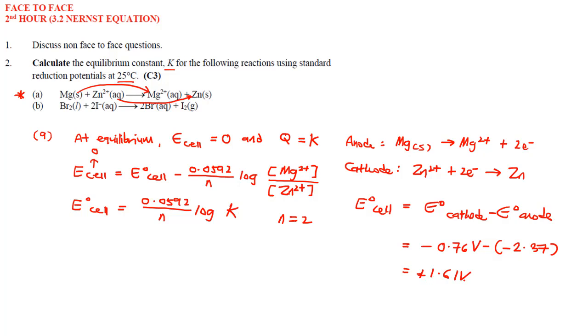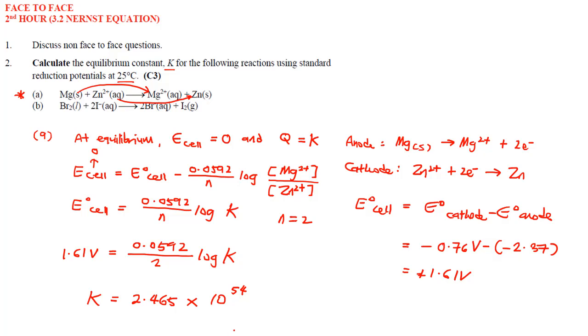So now you have our E0 cell value, and you have our n value which is 2, and log K. So it's just maths. You need to find the K value, shift the log and so on. You should get your constant value as 2.465 times 10 to the power of 54.